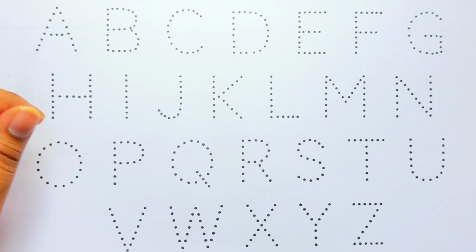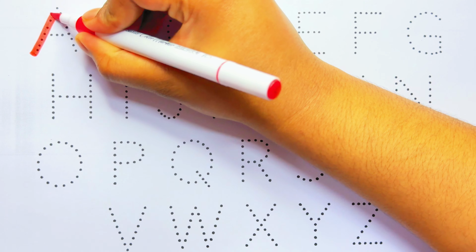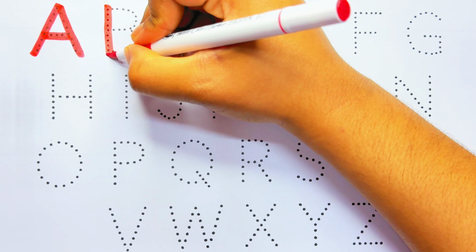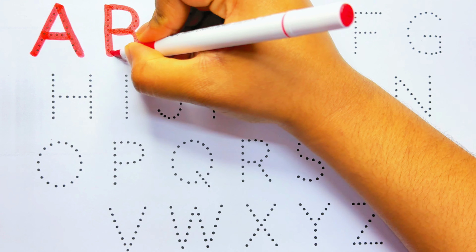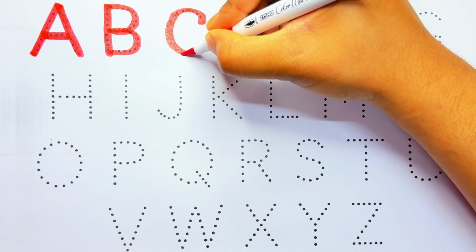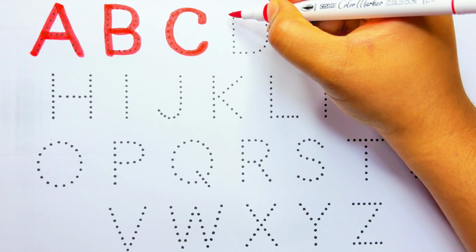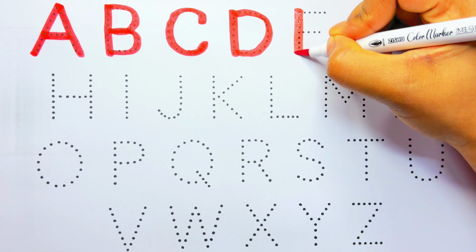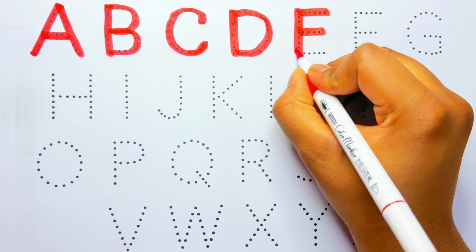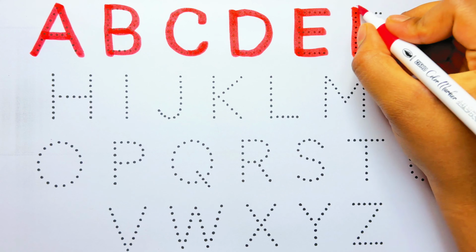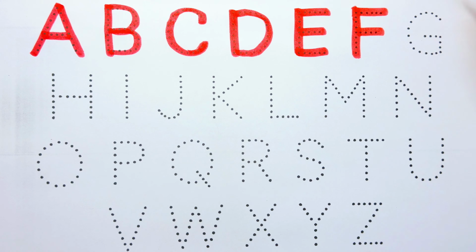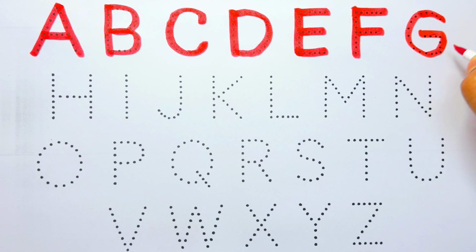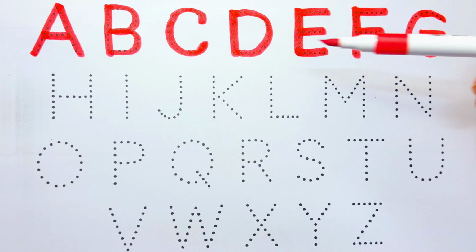Let's start. Red color. A. A for astronaut. B. B for basket. C. C for chocolate. D. D for door. E. E for egg. F. F for fairy. G. G for grandma. Which color is this, kids?